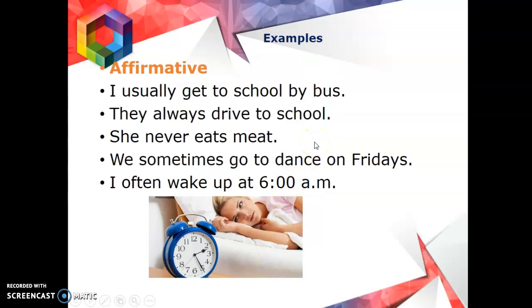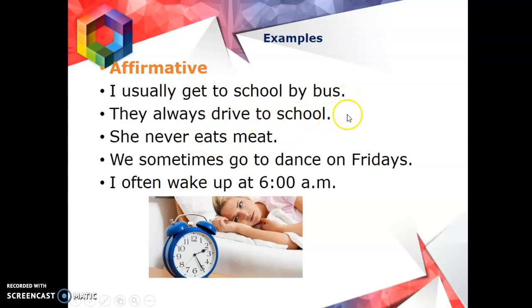In the case of looking at the different forms, present simple tense, when it comes to the composition of any sentence, it can be either in the affirmative, negative, or interrogative form. And some of the examples that we can find in the affirmative form are as follows. First, I usually get to school by bus.